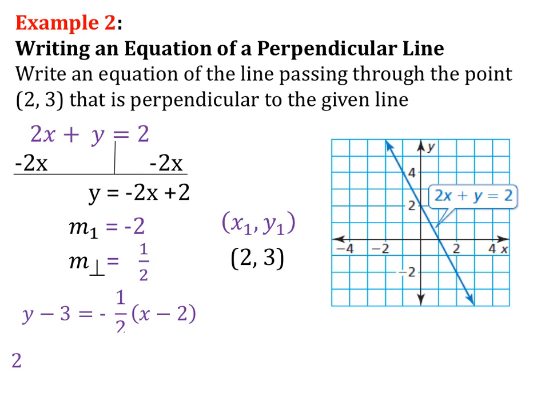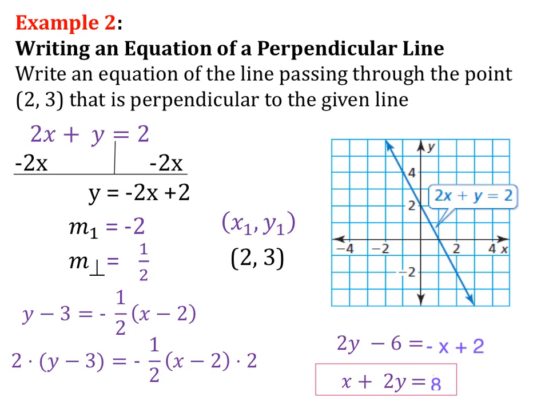And if I want to get rid of a fraction and get it into standard form, I need to multiply everything, both sides, by whatever value I'm trying to get rid of in the denominator. So in this case, I'm trying to get rid of this 2 in the denominator. So I multiply both sides by 2. So I multiply this side by 2 and the other side by 2, you get 2y minus 6 equals negative x plus 2.